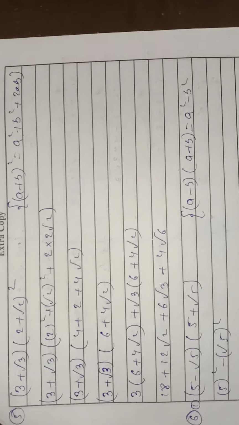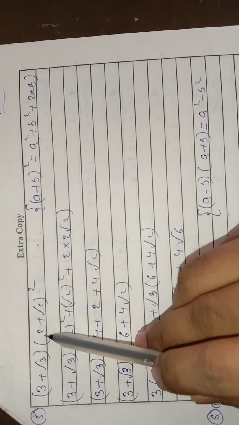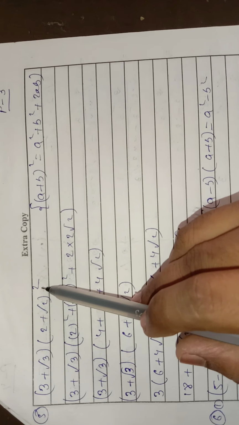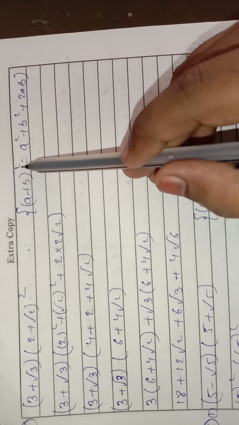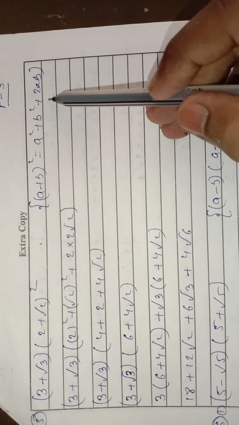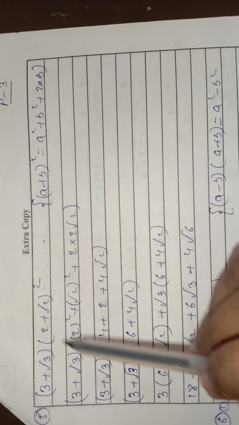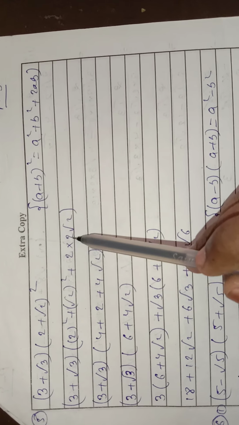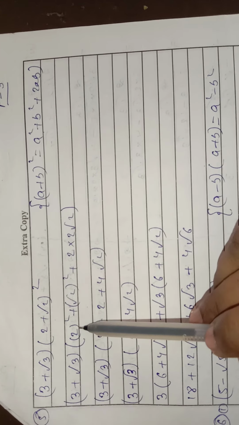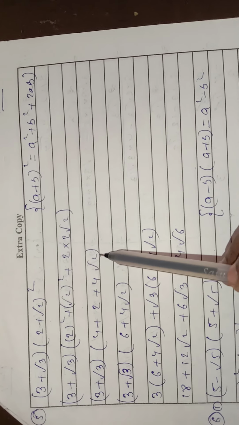Same way in question number 5 also we can find it out. 3 plus root 3 and 2 plus root 2 whole square. And here, as we have studied earlier, a plus b whole square is equal to a square plus b square plus 2ab. So here, as I have written, we have changed it. A square plus b square plus 2ab. 2 squared is 4, this is 2, and this is 4 root 2.